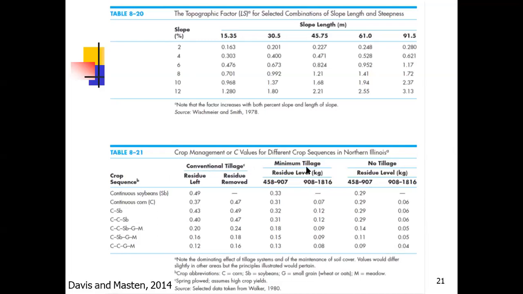Conventional tillage, minimum tillage, and no tillage. Tillage is basically like plowing, I think. And what you have is two methods of doing it.